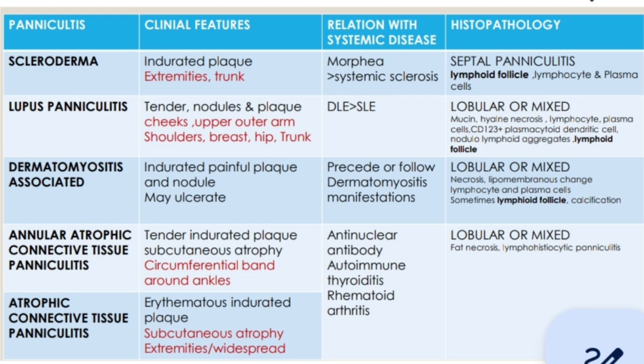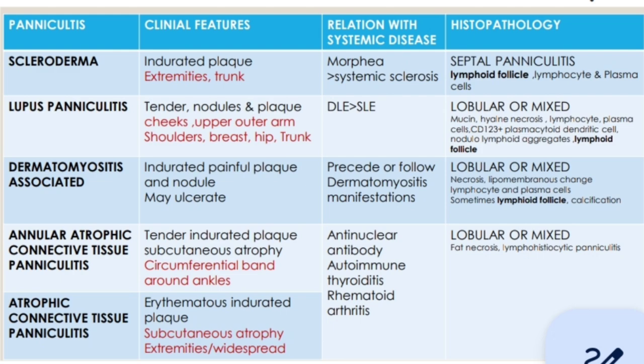Scleroderma panniculitis has the clinical feature of an indurated plaque, which is located mainly in the extremities and the trunk. This is seen more in the case of morphea than systemic sclerosis, and it is a septal panniculitis without vasculitis.